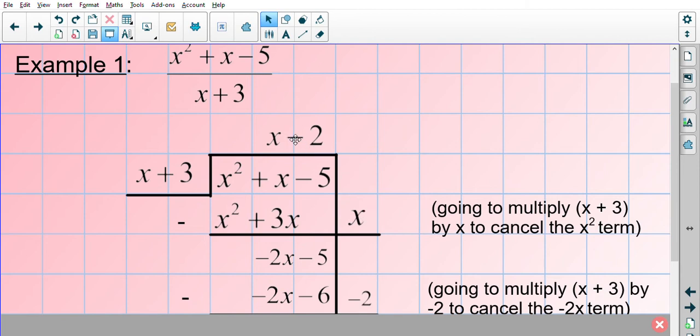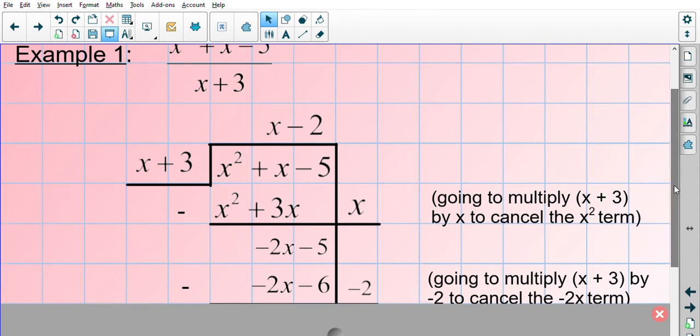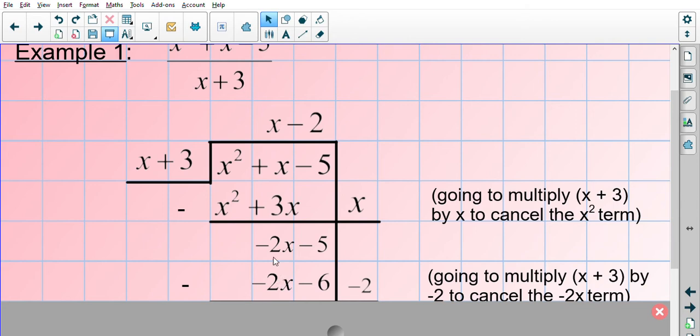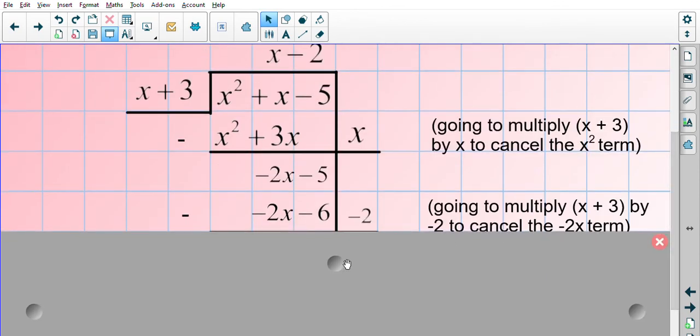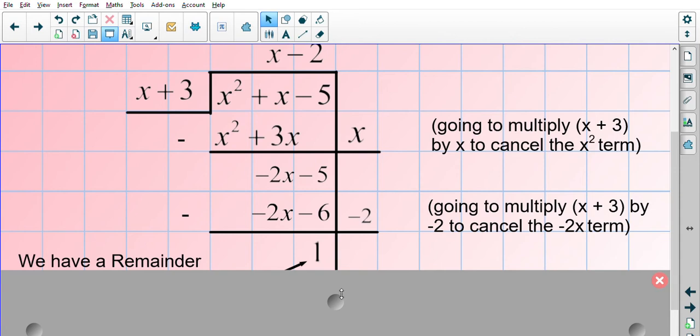I've got an x there for that x there, and minus 2 there for that negative 2 there. So again, if I'm just careful when I subtract this, the good thing is these are the same, so if I subtract them they'll disappear, which is cancelled out. Negative 5 take away negative 6, just be careful with your negatives here, is positive 1. So I actually have 1 left over.